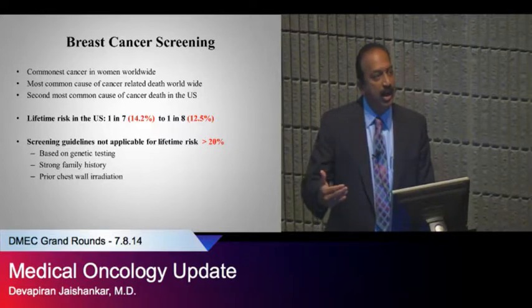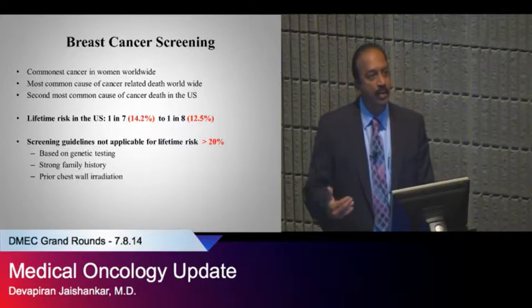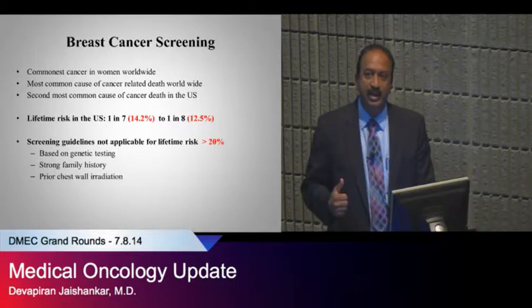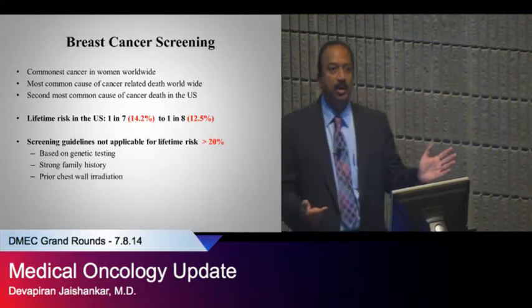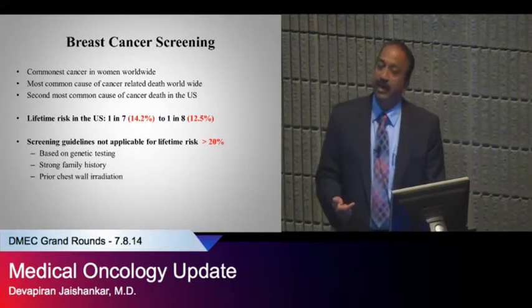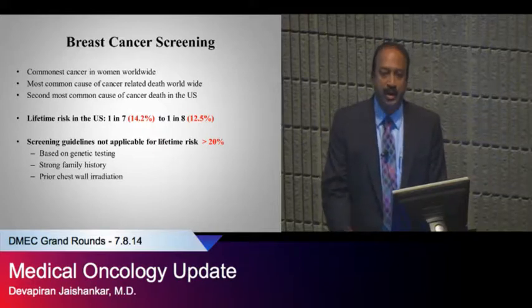And how do you come up with a high risk assessment of someone being over 20%? This is based on the fact that they may have tested positive for BRCA mutation, one or two, or they may have a very strong family history, which is not what we saw in this patient, or they've had a prior history of chest wall irradiation.